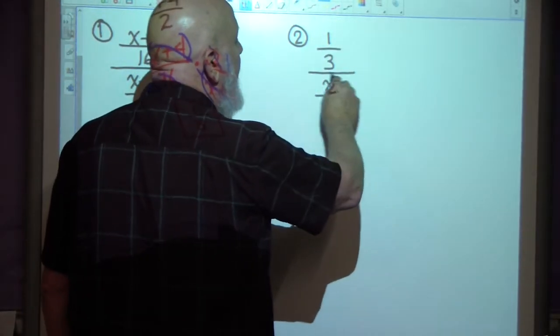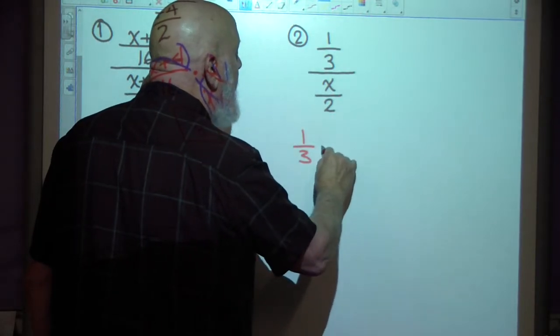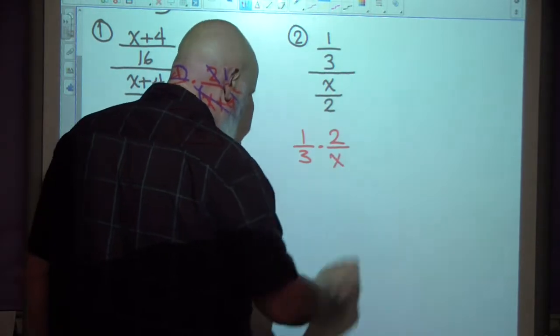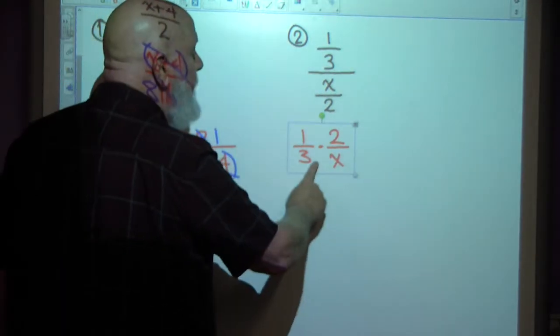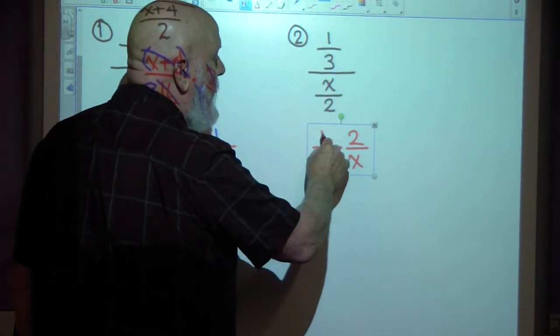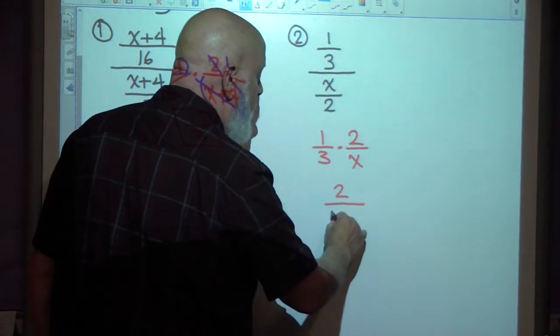I have 1/3 divided by x over 2. So I'm going to think of that as 1/3 times 2 over x. If I look at that, there are no common factors that I can cancel, so I'm just going to perform my multiplication. 1 times 2 is 2. 3 times x is 3x.